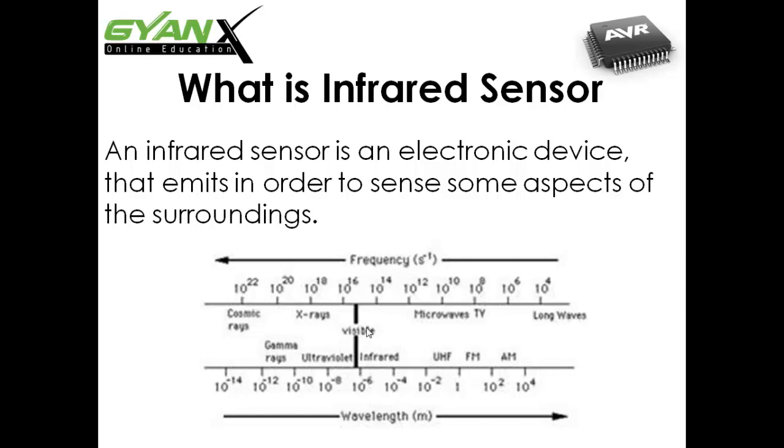Here you can see this is the visible range, and just after that is the infrared frequency range, but smaller than microwave. That is the region roughly from 0.75 micrometer to 1000 micrometer in the infrared range. Infrared waves are invisible to human eyes. The wavelength region of 0.75 micrometer to 3 micrometer is called near infrared, the region from 3 micrometer to 6 micrometer is called the mid infrared, and the region higher than 6 micrometer is called the far infrared. So this is basically what infrared is.